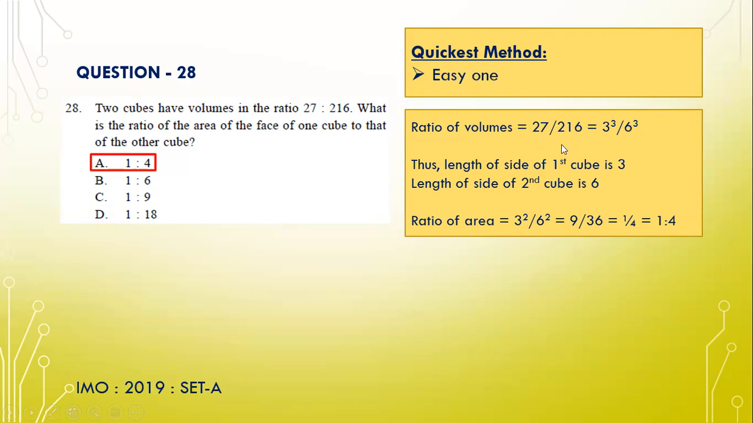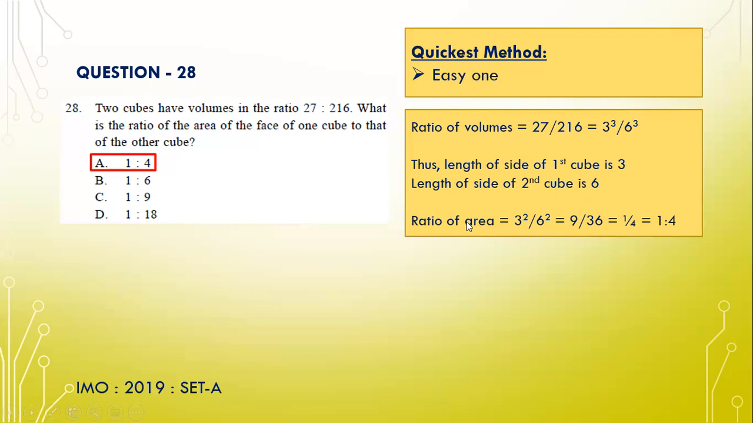So the length of one side of the first cube is 3. The length of the side of the second cube is 6, isn't it? Because volume is length into length into length, which is length cubed, isn't it? So the length of the side of the first cube is 3 and the length of the side of the second cube is 6.